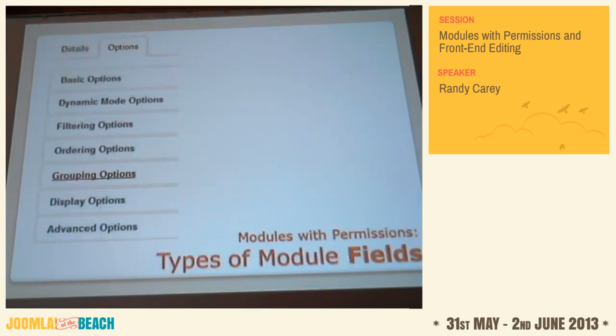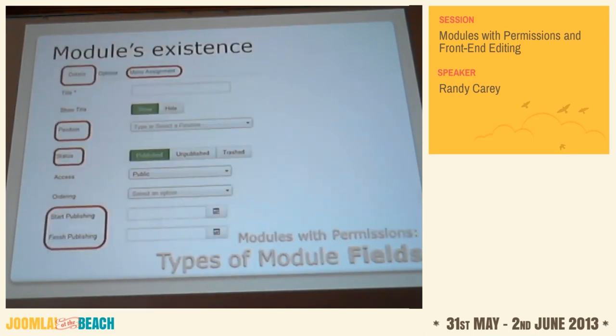And then you can look at the different fields. This is the article categories back end, where you see they've got filtering, ordering, grouping, display, that sort of thing. Let me just quickly walk through these. I do want to make a comment about the first one, which is the details and the menu assignment. I consider these more about the module's existence. In other words, what position it's in, the status, is it published or not published, start and finish publishing, and menu assignments. And the problem with these is if you change them in the front end, they might go away. And if they go away, there's no way to get back and edit those.